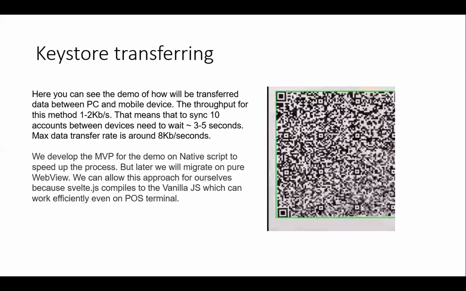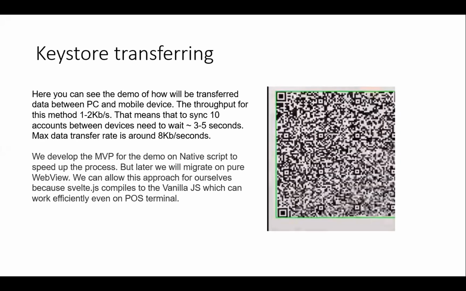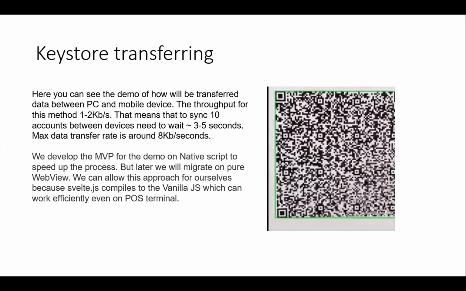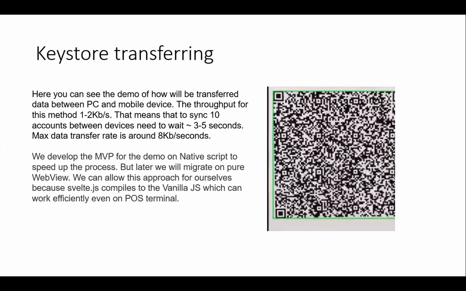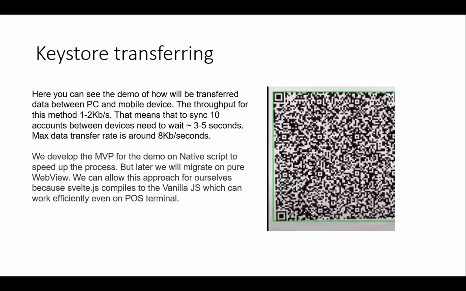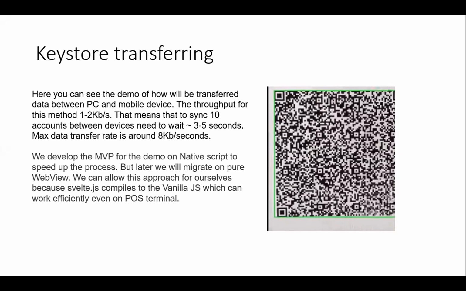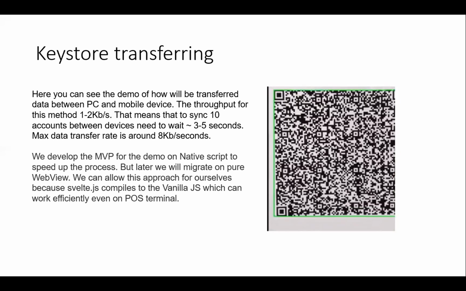Here you can see a demo of how data will be transferred between a PC and a mobile device. The throughput for this method is 1-2 kilobytes per second. That means that to sync 10 accounts between devices, you need to wait 3 to 5 seconds. The max data transfer rate is around 8 kilobytes per second.